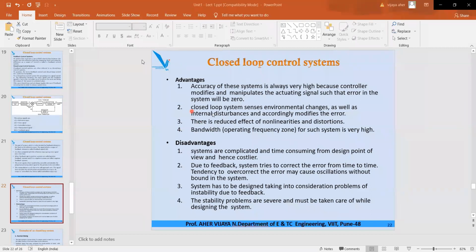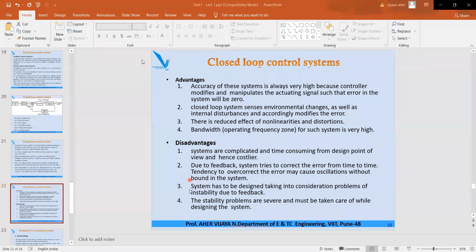Second advantage, closed loop system senses environmental changes as well as internal disturbances, and accordingly modifies the error. Third one, there is reduced effect of non-linearities and distortions. Then talking about bandwidth, bandwidth means operating frequency range or zone. So bandwidth for such a system is very high, as compared to open loop control system.